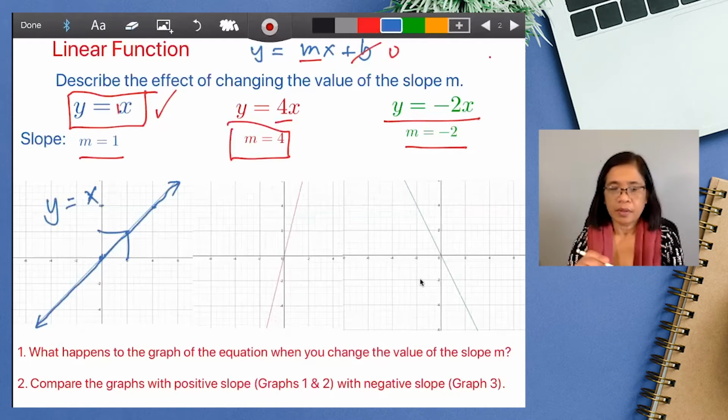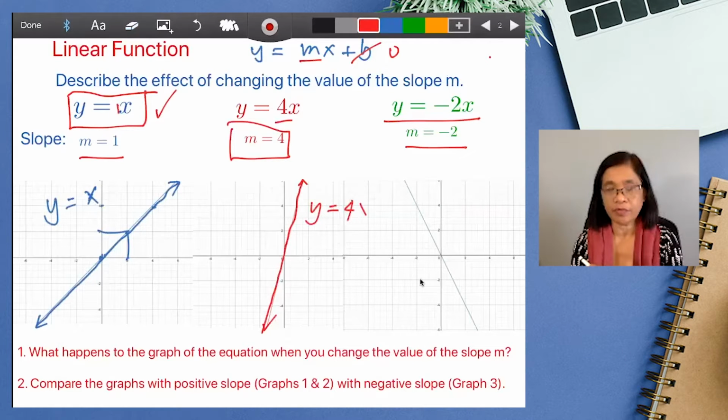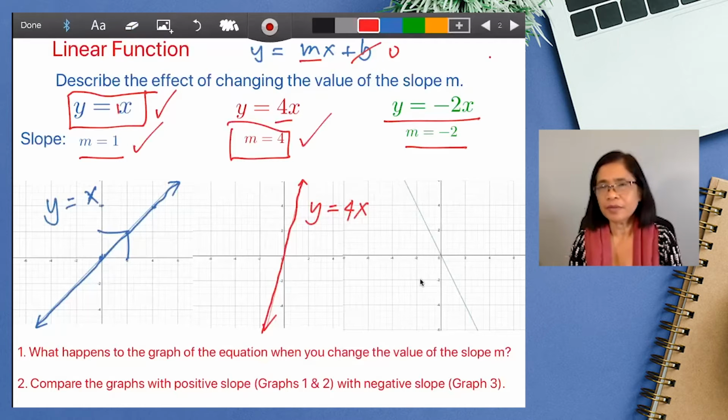Now, compare this to the graph of y is equal to 4x. This red line represents the graph of y is equal to 4x. So what happens to the graph when we increase the value of m, or the slope m, from 1 to 4? Write down your answer in your notebook, and let's see how your answer compares to mine.